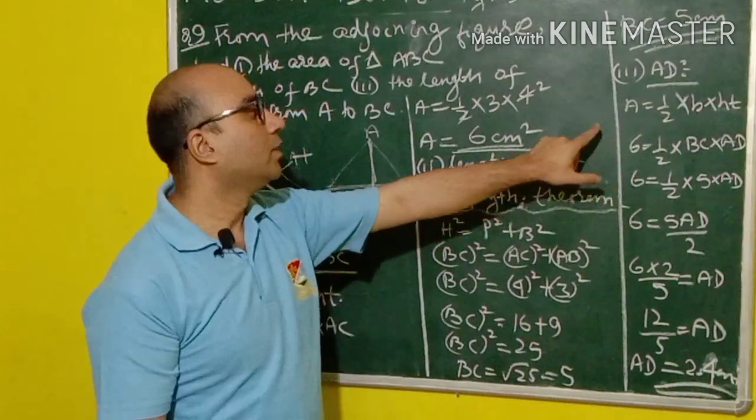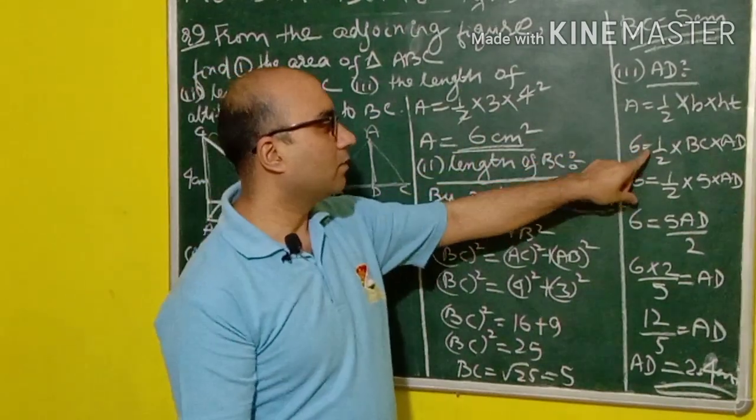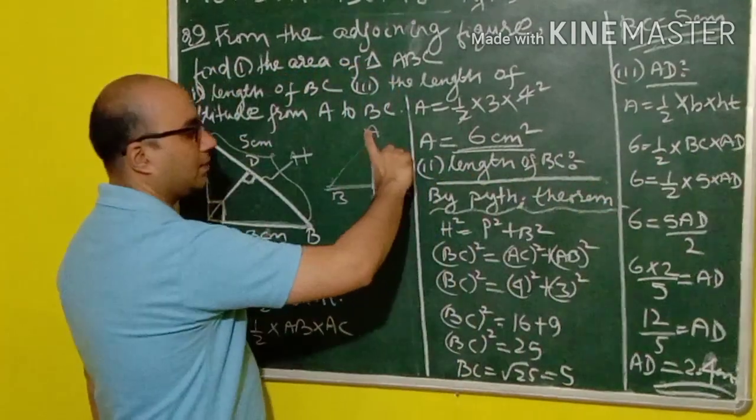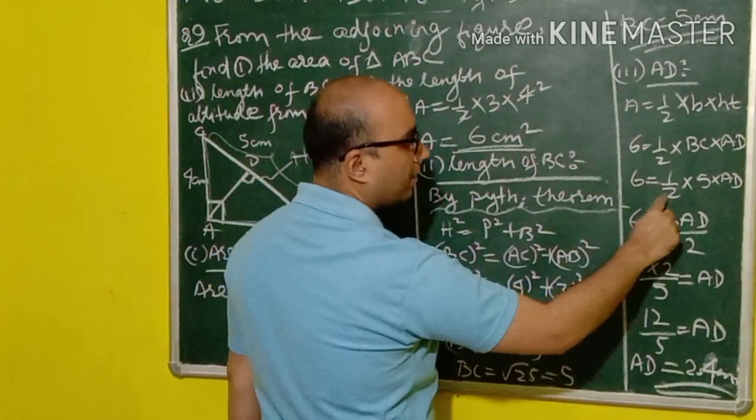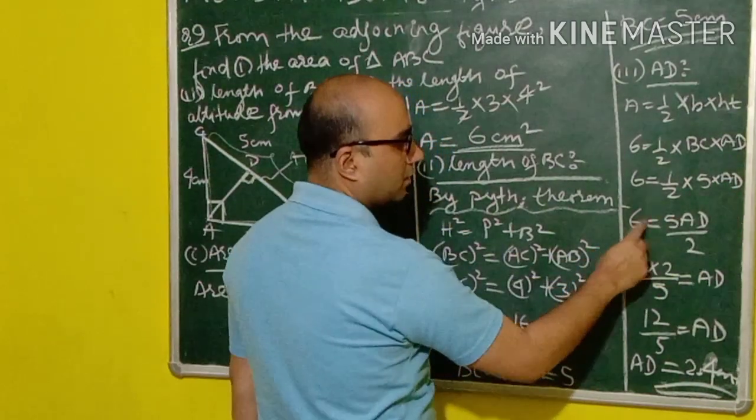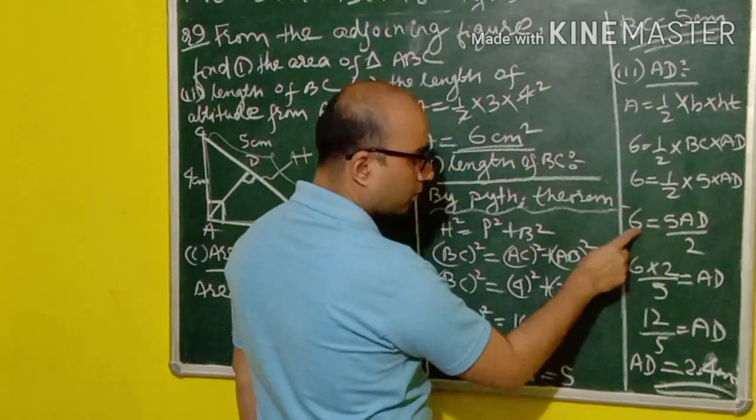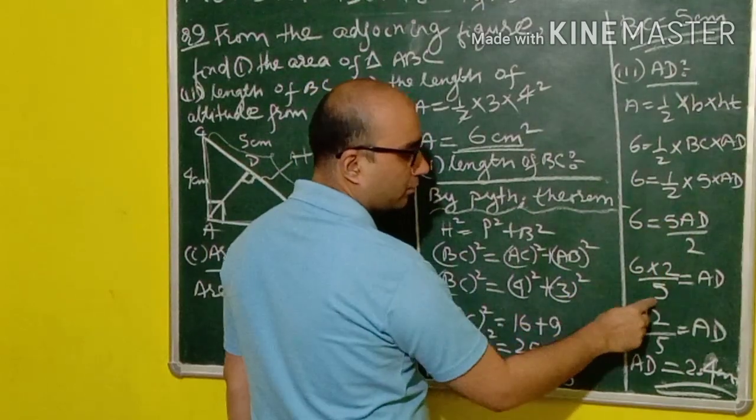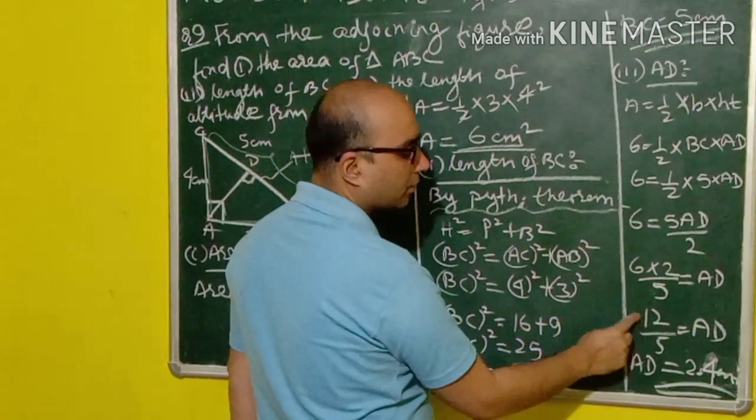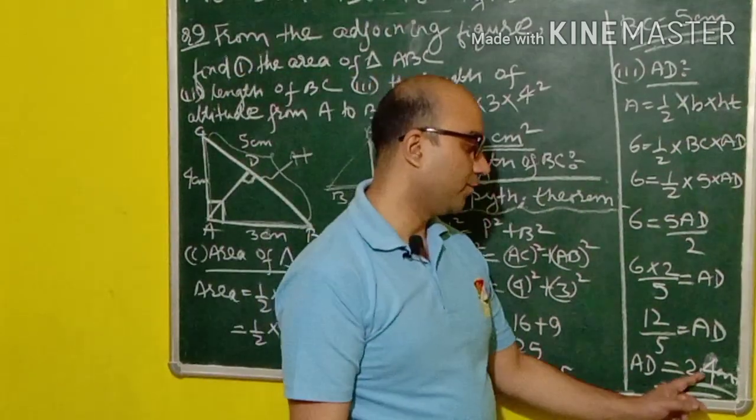So we'll use it here again. Area is equal to half into base into height. So area, which we had already calculated in Roman 1, 6 is equal to half into, now which side becomes the base? BC becomes the base into height is your AD. So 6 is equal to half into BC, we just calculated BC as 5, into AD, that is what we are looking for. So 6 is equal to 5AD divided by 2. You cross multiply, 6 into 2 is 12, and the 5 goes down to the denominator. So 6 into 2 divided by 5, 12 divided by 5 is equal to AD. Now 12 divided by 5 gives you 2.4 centimeter.